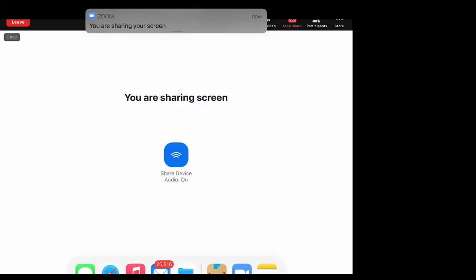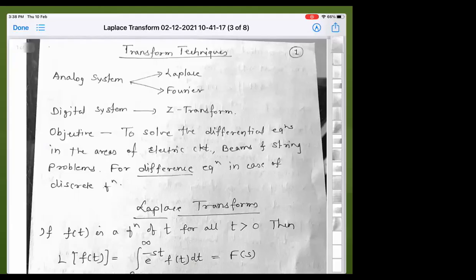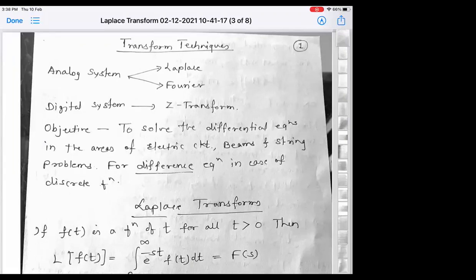And requesting all to mute yourself. Sharada Patil, please mute yourself. Sharada madam, please mute yourself. So I think the screen is visible to all of you.